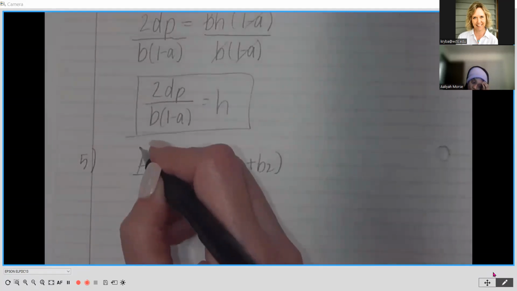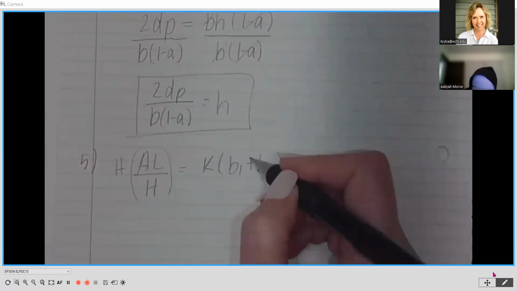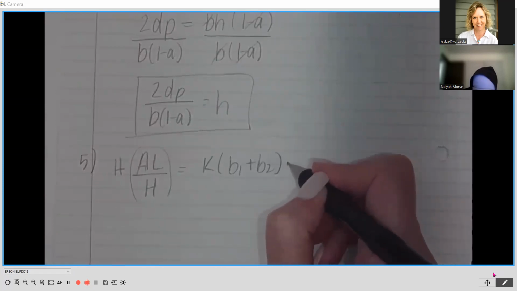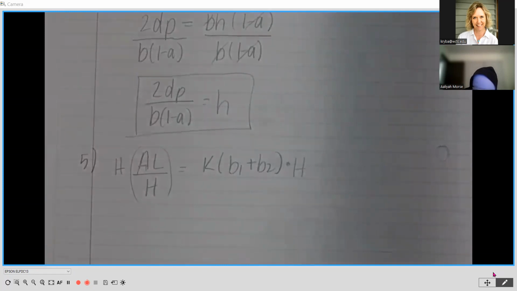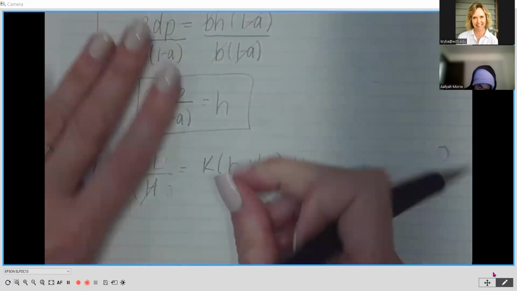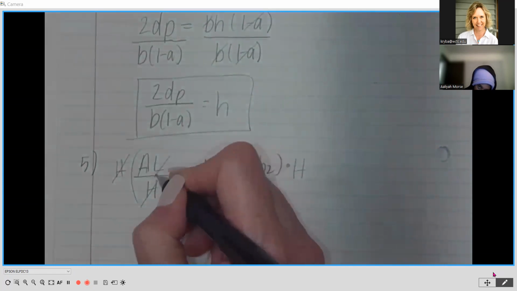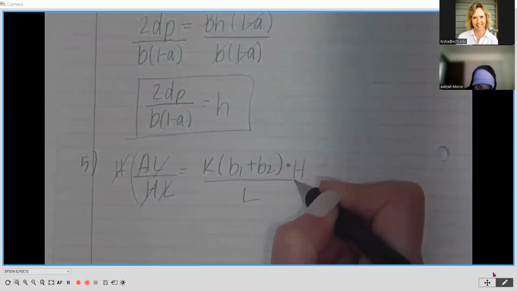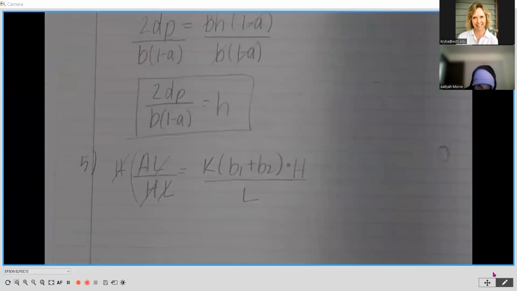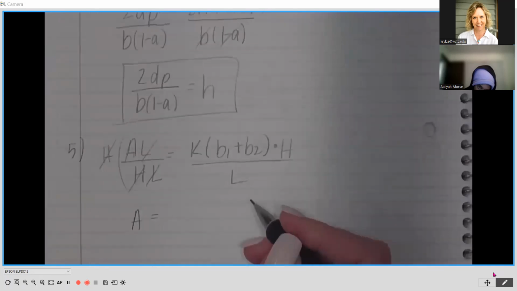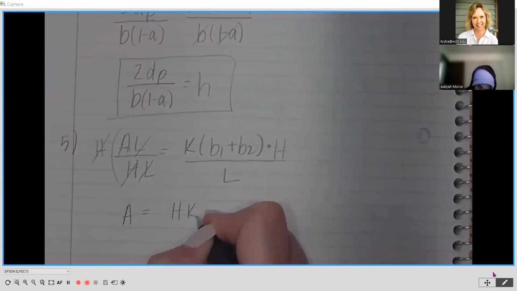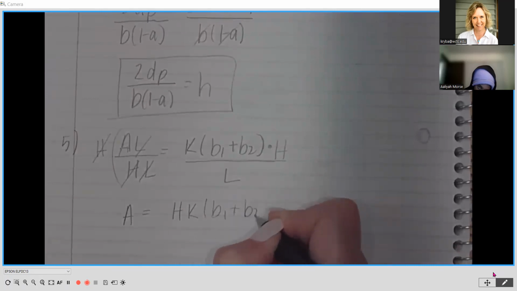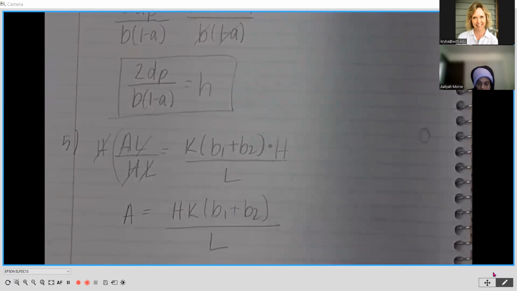So I'm going to start by multiplying by H. Okay, so then H is going to be multiplied over here. So I'm just going to add it to the end. So I'm going to cancel out my H there. And then L is going to be a division, right? So I'm actually going to get rid of my parentheses here. And I'm going to divide by L, so it'll cancel here. And then this is going to be a divide by L. So to put it in a nicer, better looking format, A is going to be equal to H times K, B1 plus B2 divided by L.